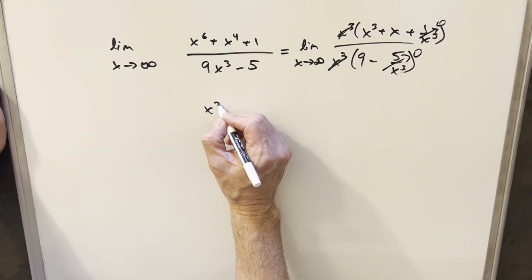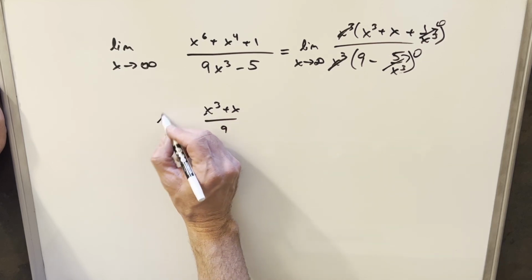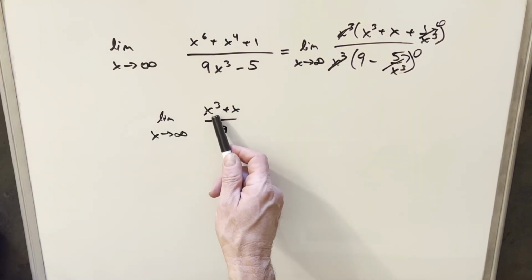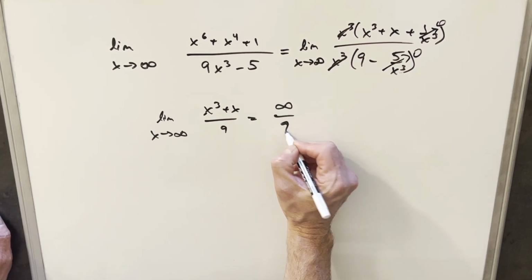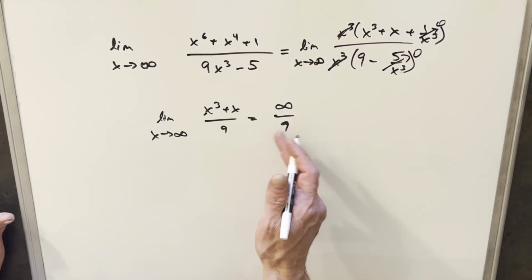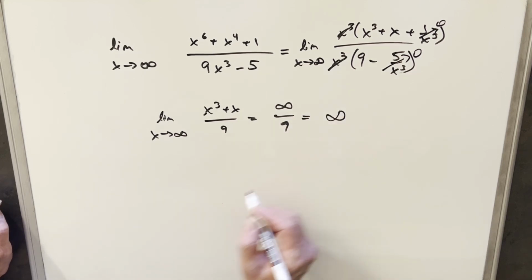We're going to have x cubed plus x over just 9 here in the denominator. Now at this point, if we just plug infinity in here, we're clearly going to infinity in the numerator. So we've got an infinity over 9 situation, but infinity kind of overpowers everything. So the 9 doesn't really do anything for us. So this limit's just going to infinity.